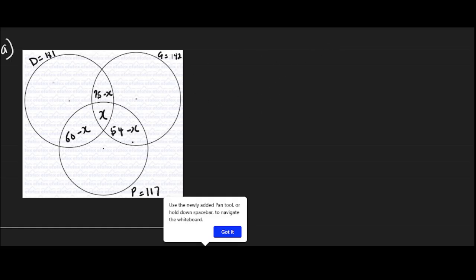Now, but before we do that, we first need to get the value of the number of readers that read Daily Times only, Guardian only and Punch only. We need to first get that because it's not given. This here is the region for Daily Times only. Here is the region for Guardian only. Here is the region for Punch only.